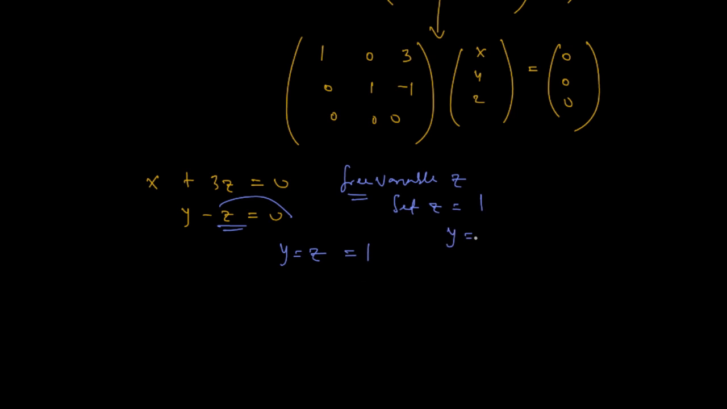So now we have y equals 1, and then coming here we have x equals negative 3z, and that's negative 3 times 1, which is negative 3. So I have my x equals negative 3. So I've gotten my first eigenvector, k1, equal to x, which is negative 3, y, which is 1, and z, which is 1.